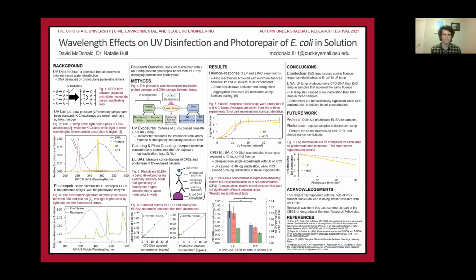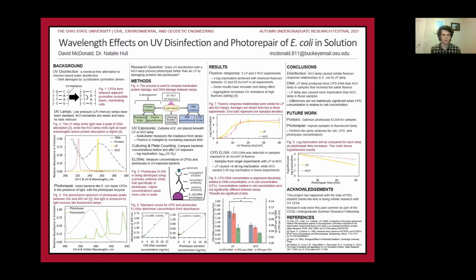Figure 4 shows the methods used to compare inactivation, protein damage, and DNA damage in E. coli samples exposed to UV light. E. coli were grown and suspended in a solution, then exposed to low pressure or krypton chloride lamplight. The amount of irradiance emitted by the lamps was measured by a radiometer. The UV fluence delivered to the sample is a product of irradiance and time, so the larger fluences were achieved by increasing exposure time.